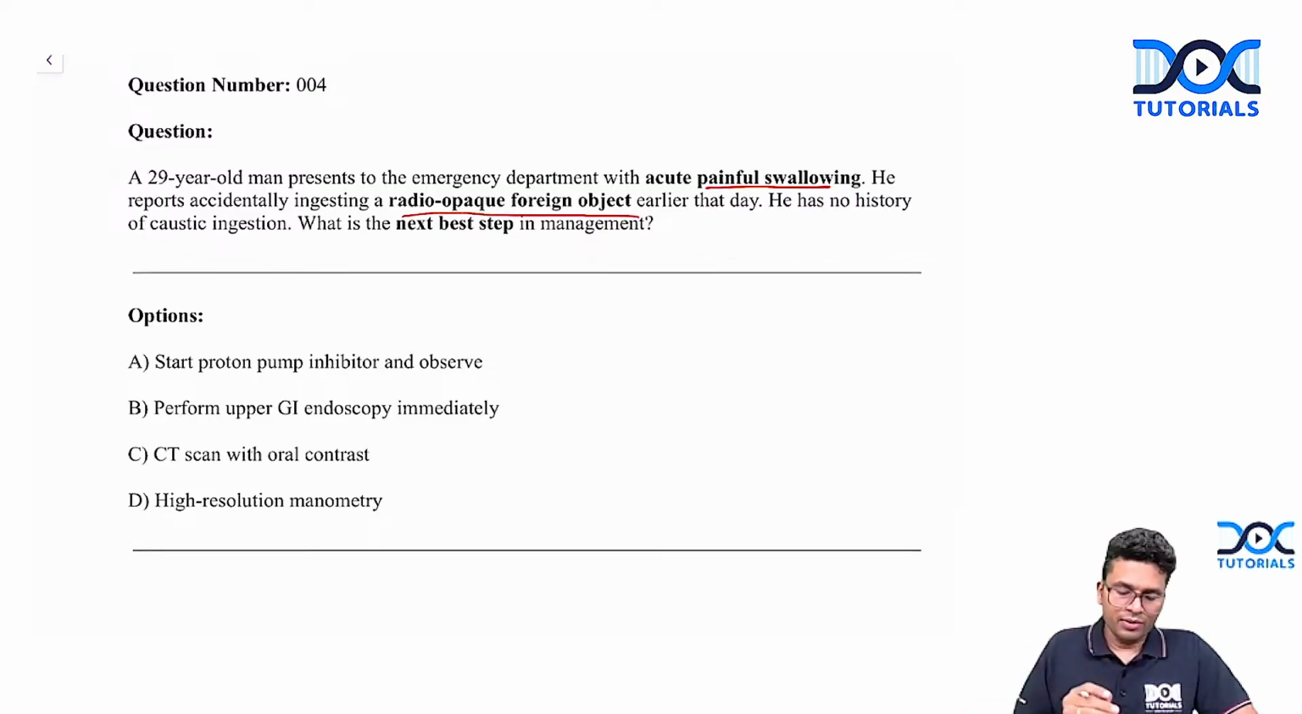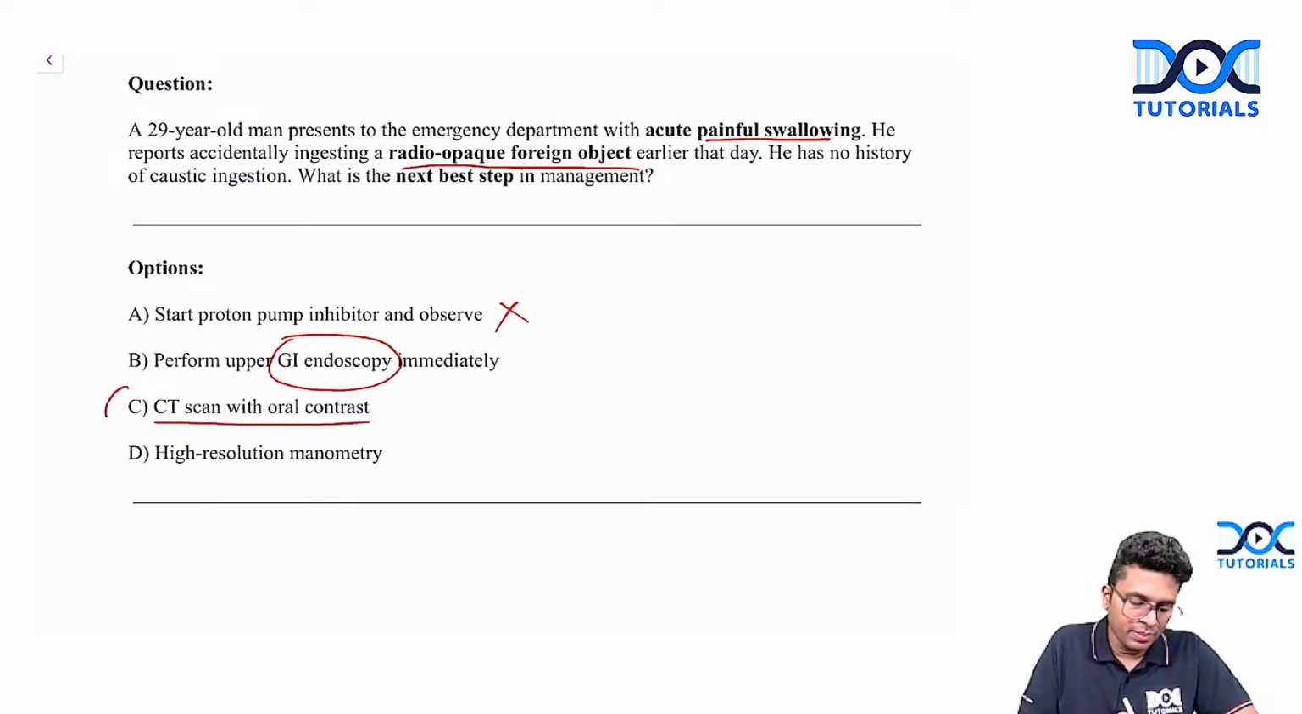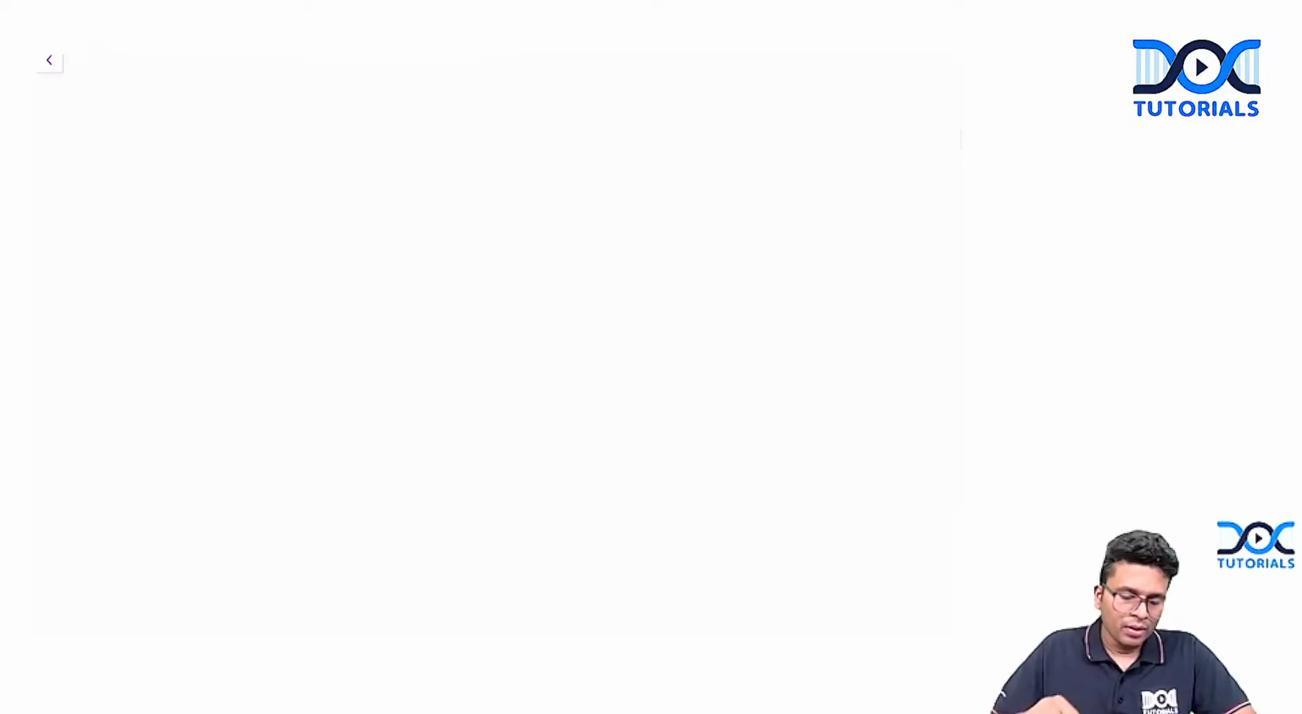If you start thinking about this question, the patient has a foreign body inside. So you can't just give PPI and give symptomatic management. Second, performing an upper GI scopy is important to remove the foreign body, but here the patient has come with painful swallowing. So before doing an upper GI scopy, you have to rule out complications like perforation, for which you have to do a CT scan with oral contrast. So C is the best answer. D, high resolution manometry, is basically an evaluation for motility disorder. Here, there is a clear-cut structural foreign body in the esophagus, which needs evaluation for complications followed by removal. So D is not the answer. So the answer is C, CT with oral contrast.